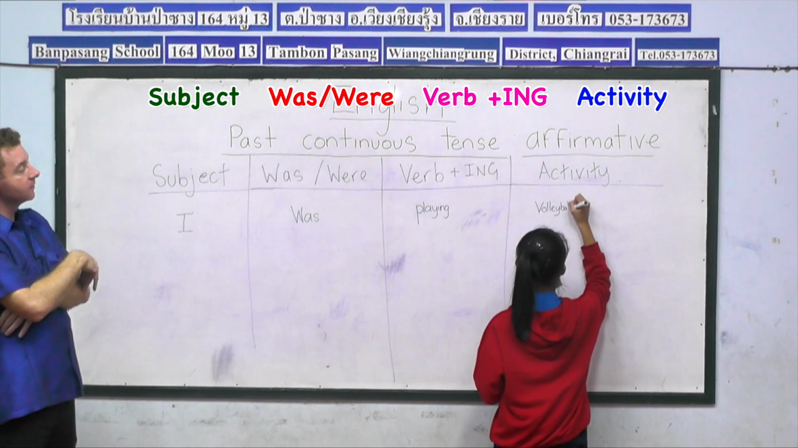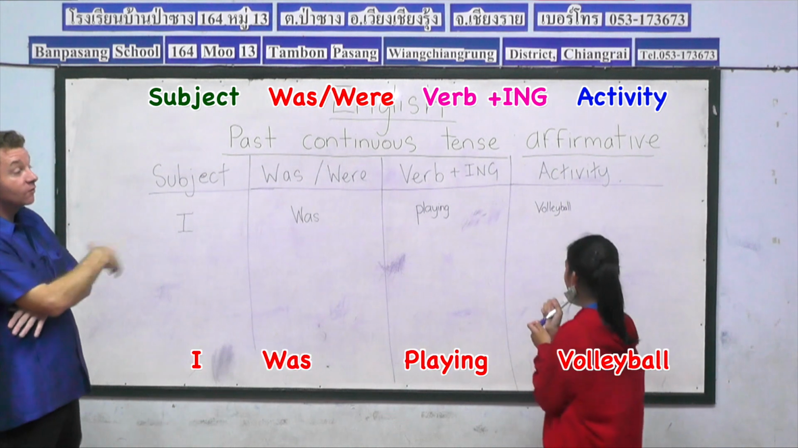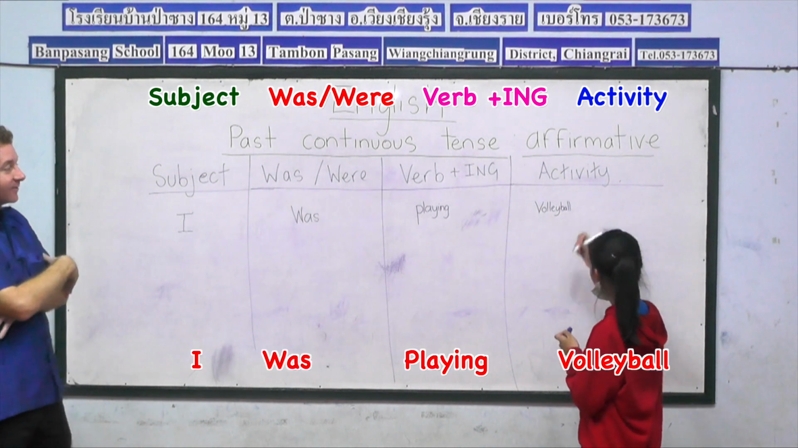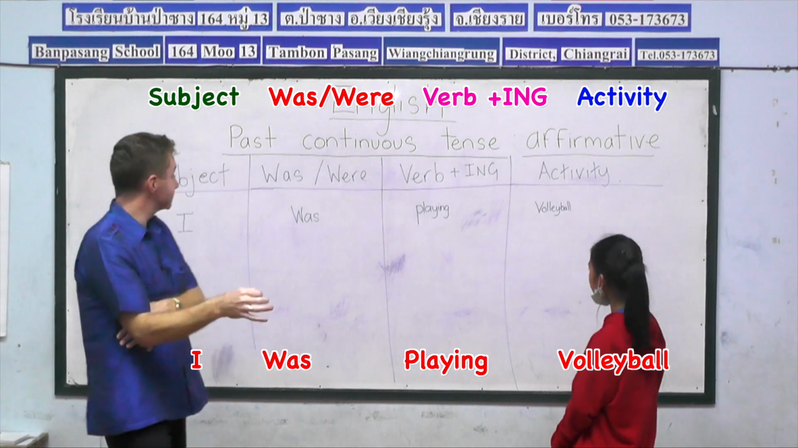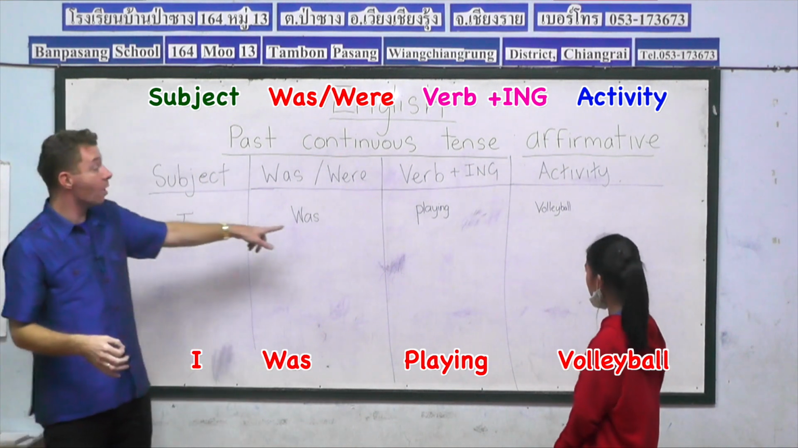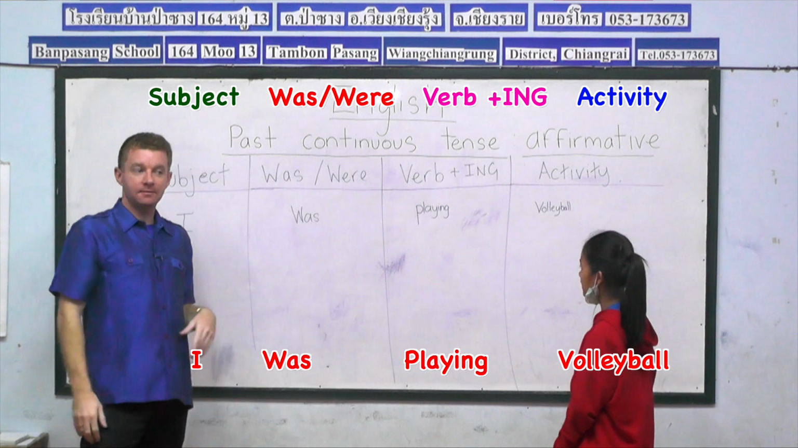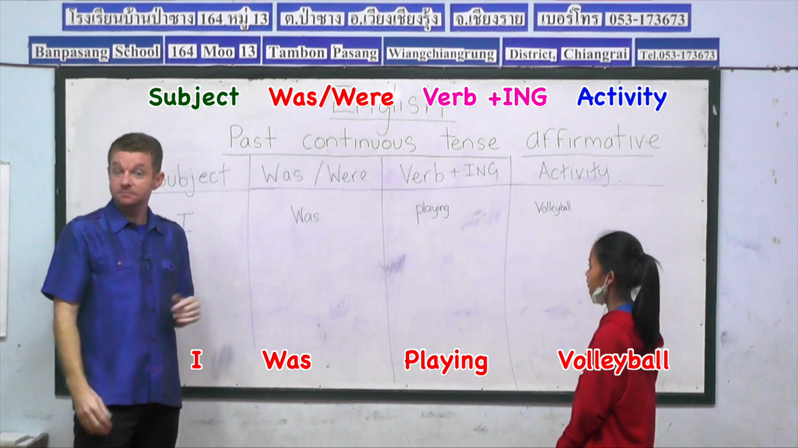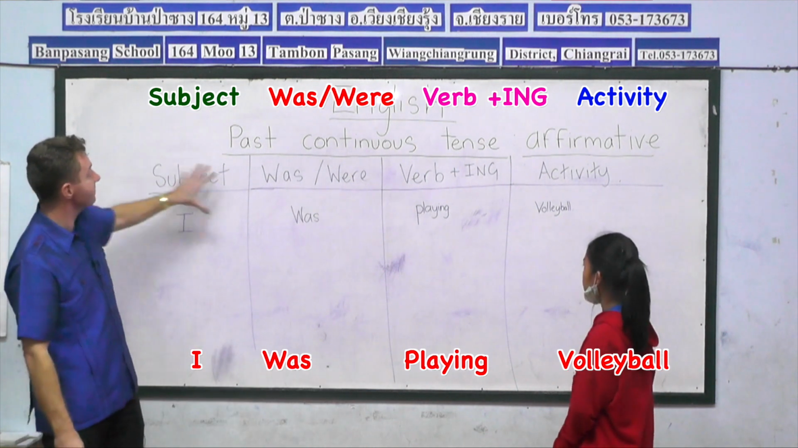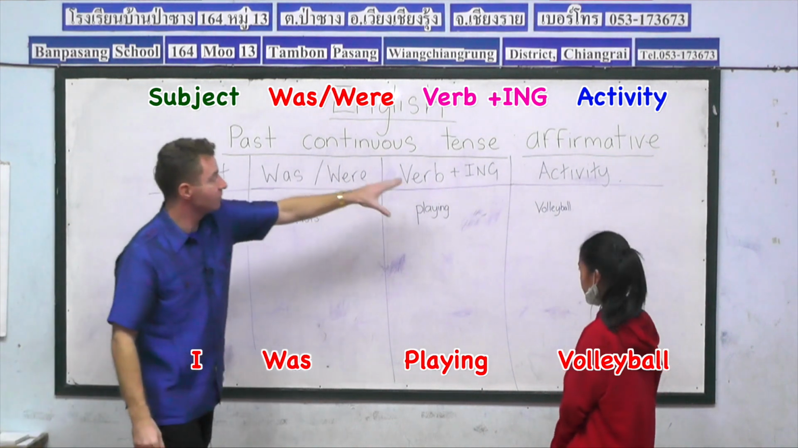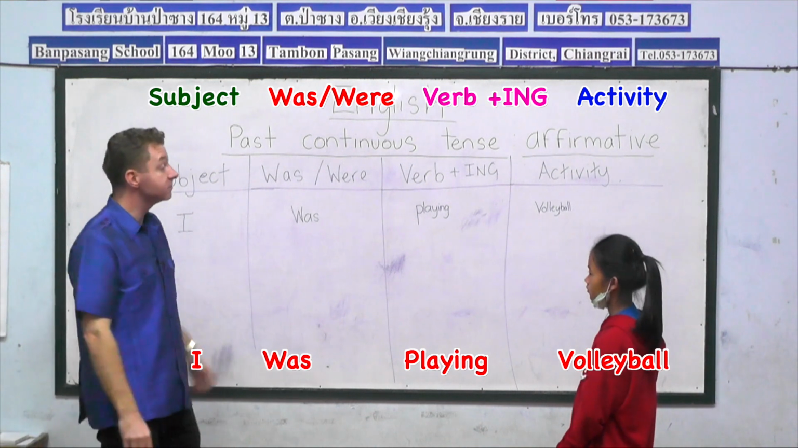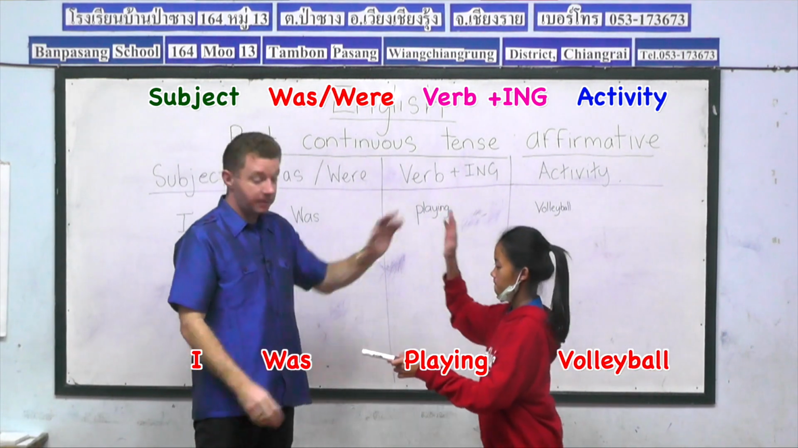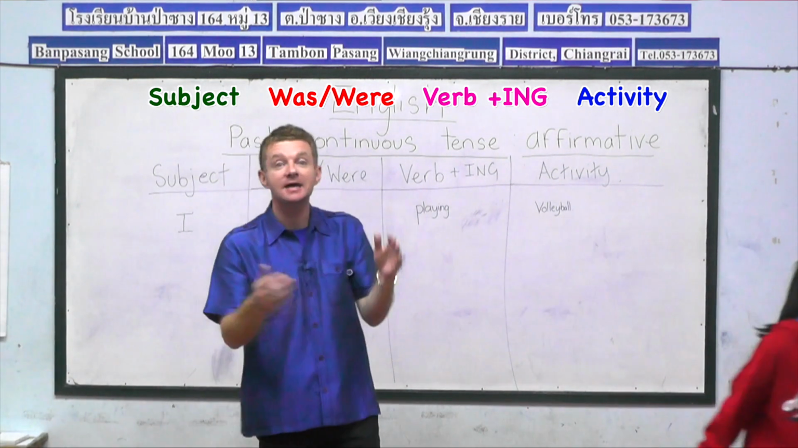B-A-L-L. Perfect. And don't forget your full stop. Okay, so now we've got an affirmative sentence in the past continuous tense. I was playing volleyball. You see, it's always subject, was or were, verb plus ing, and then the activity. Dan, that was brilliant. High five, and a big round of applause for Dan, please, guys.